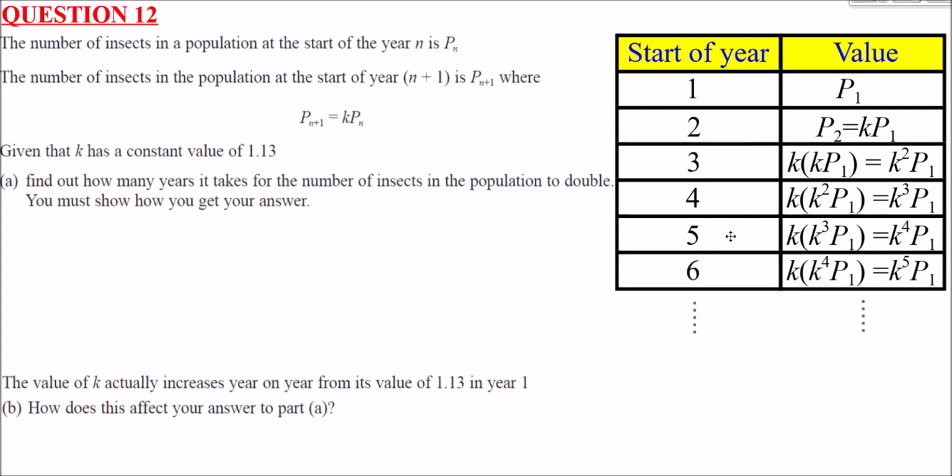So it's actually asking us how many years it takes for the number of insects in the population to double. So at the start of year 1, how many years have gone by? 0 years have elapsed. In other words, that's a fancy word for gone by. At the start of year 2, that's after 1 year. Start of year 3, after 2 years, after 3, and so on.